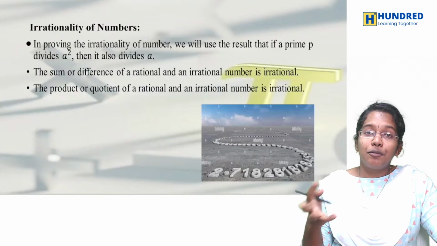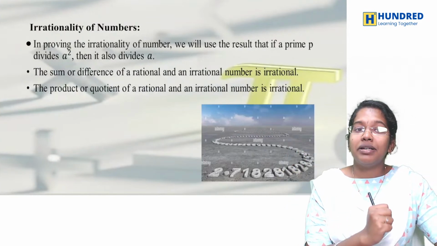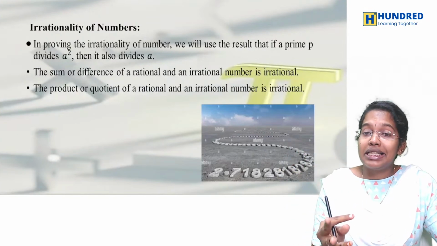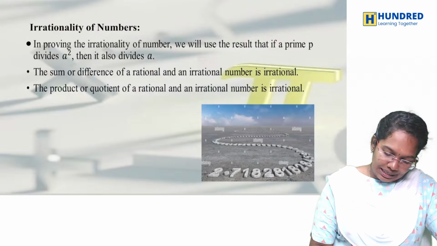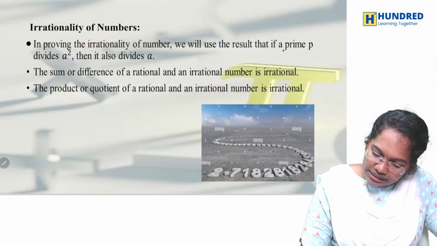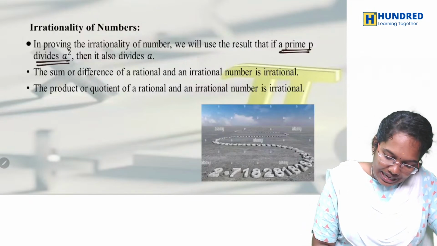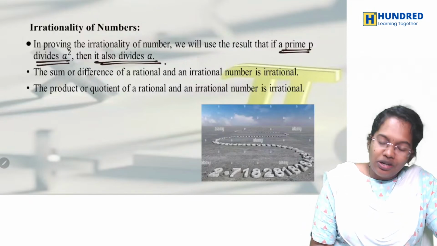So the first thing for proving the irrationality of numbers, the first theorem you have to know, is that if a prime number divides a square, then it also divides a.